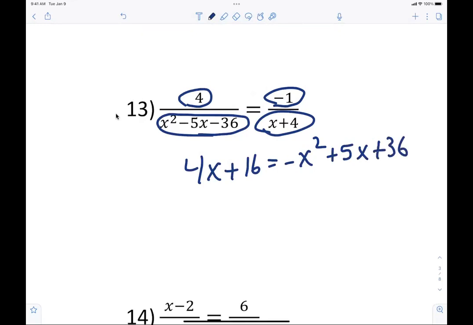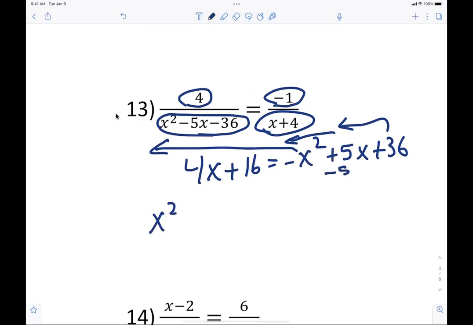Now it's always easier to factor a quadratic when the x squared is positive. So I'm going to move everything over to the left side. So if I move -x squared, that's going to be a positive x squared. And then 4x minus 5x is going to be -x. And then 16 minus 36 will be -20.